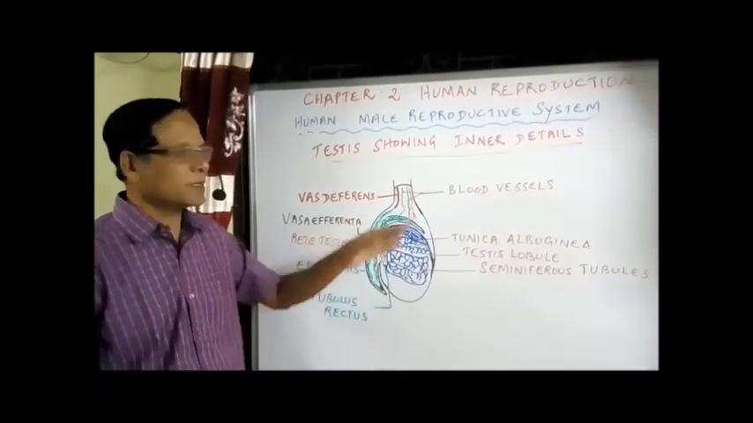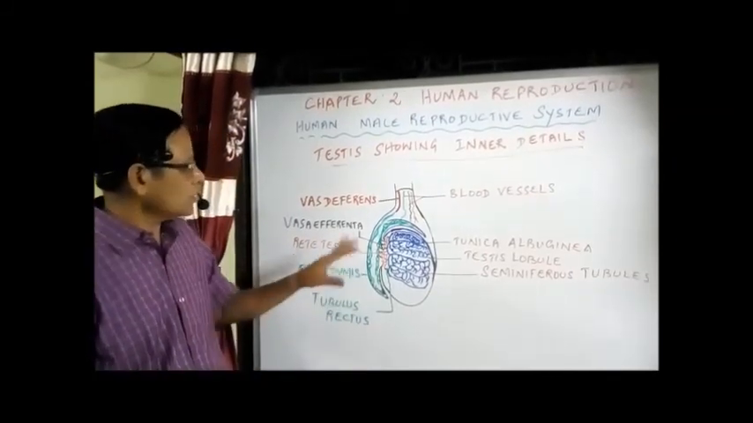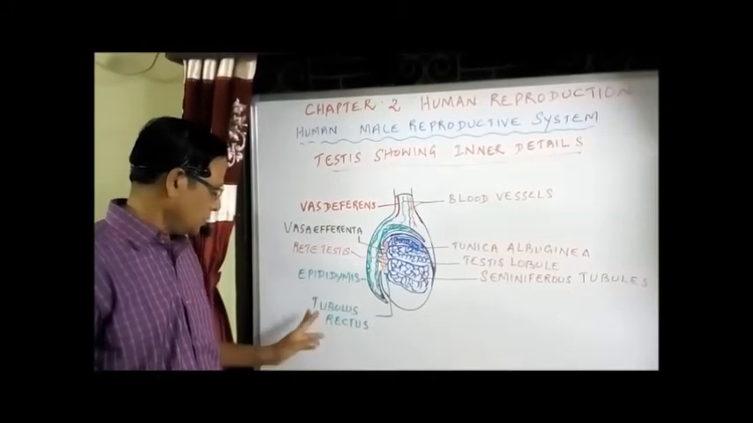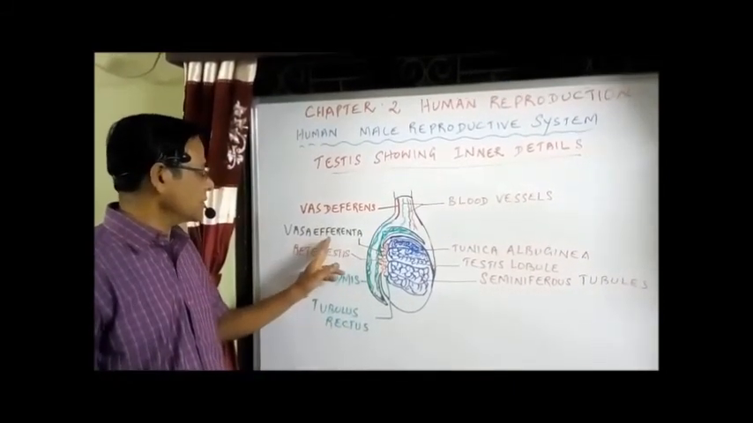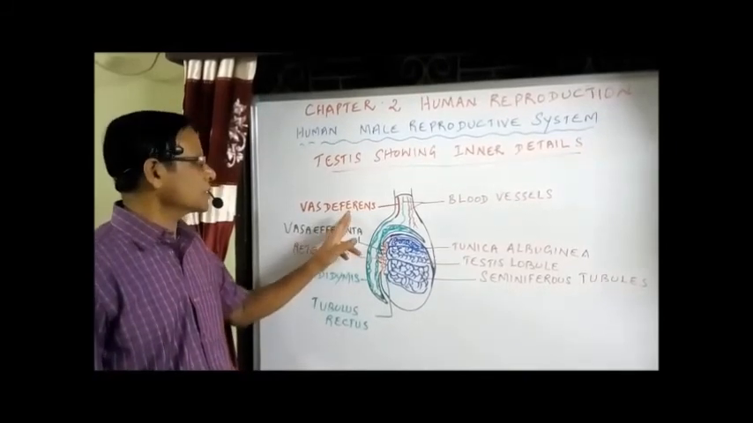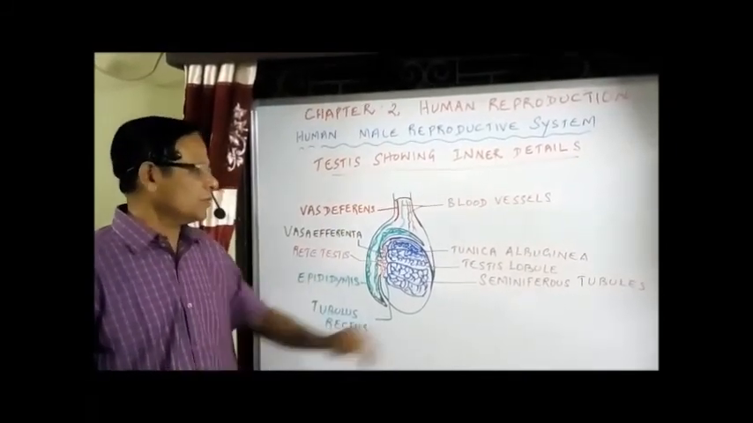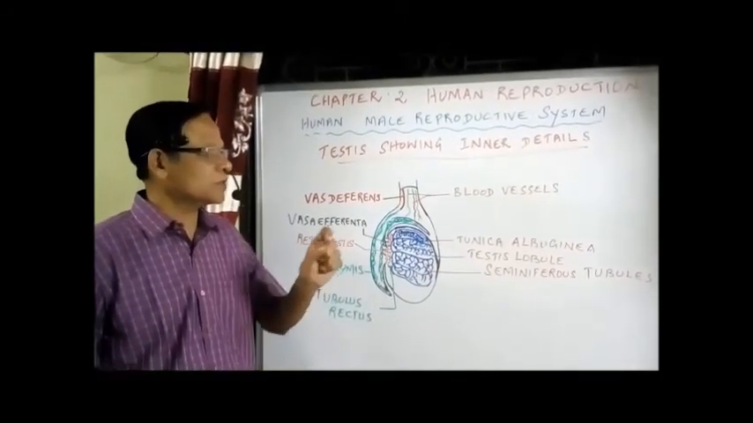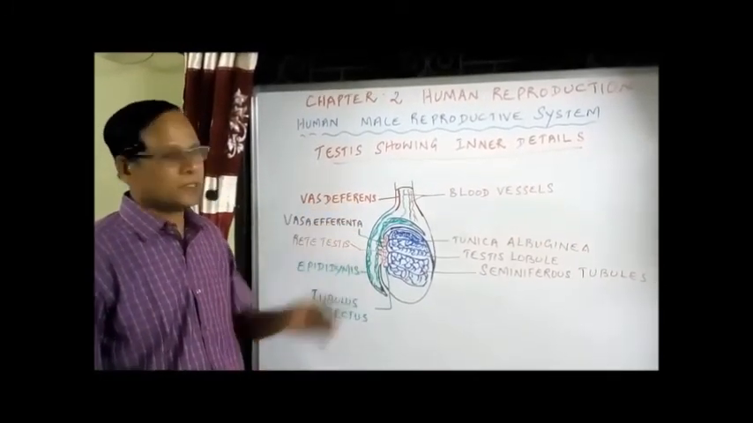That we'll see later under the male reproductive system, the entire one. So these are all the components normally present in the testis: the tubulus rectus, epididymis, rete testis, vasa efferentia, and vas deferens, which proceeds up towards the abdominal cavity. Then we have the outer covering of the testis, the tunica albuginea. That's about the inner details of the testis.